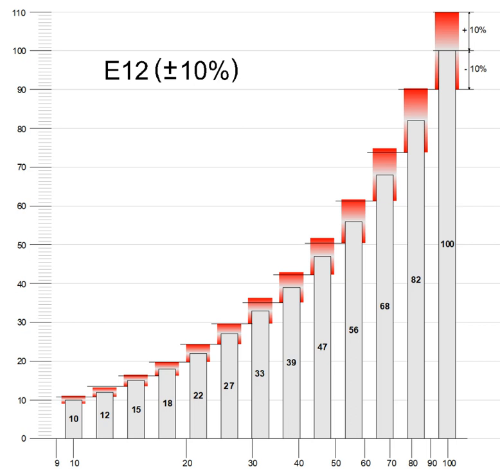The E-series is a system of preferred numbers, also called preferred values, derived for use in electronic components. It consists of the E3, E6, E12, E24, E48, E96 and E192 series, where the number after the E designates the quantity of value steps in each series.